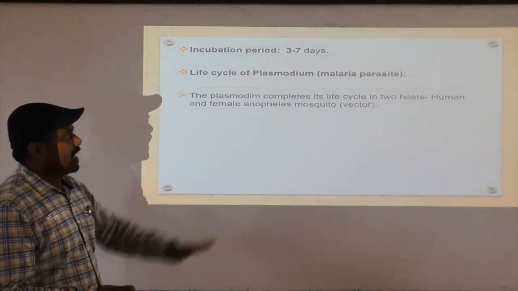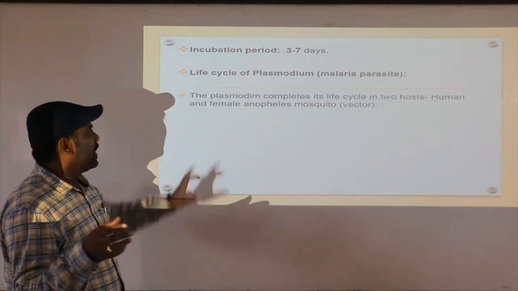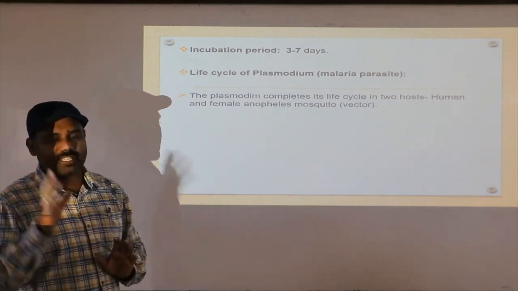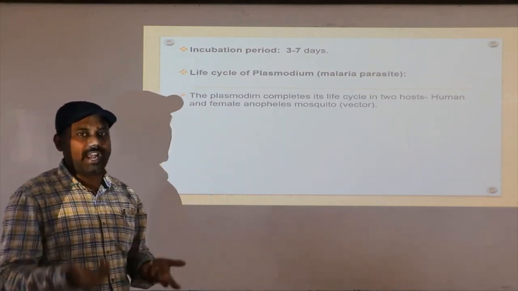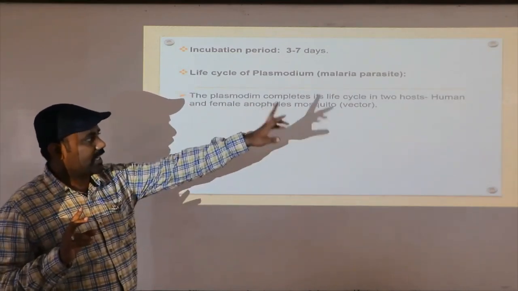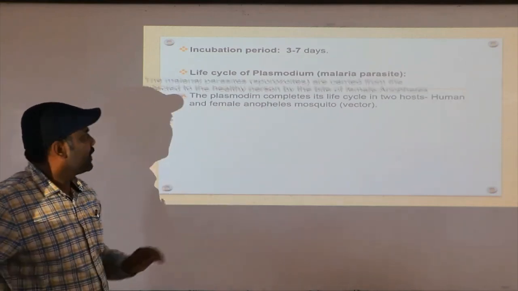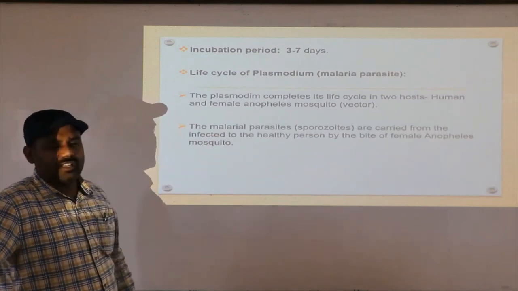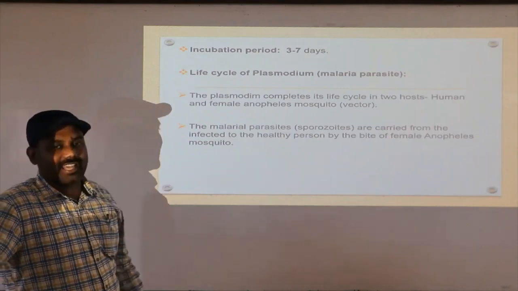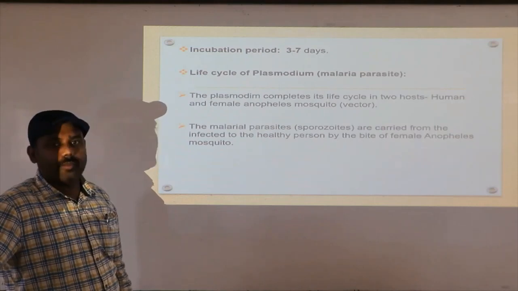So the first one is Plasmodium vivax. It may be falciparum or it may be malariae, whatever. All of those complete the whole life cycle in two hosts. One is man and mosquito, or mosquito and man. It completes its whole life cycle in two hosts, that is human, and one more is the female Anopheles mosquito. That's the first point. Second one, the malarial parasite, simply called sporozoites. Clear? Sporozoites. Those sporozoites are carried from an infected to a healthy person by the bite of the female Anopheles mosquito.